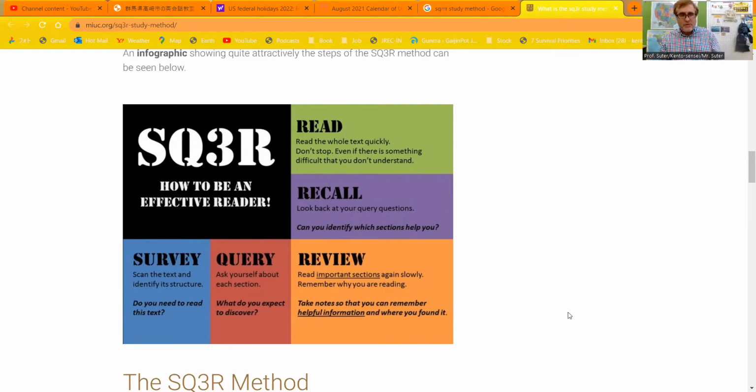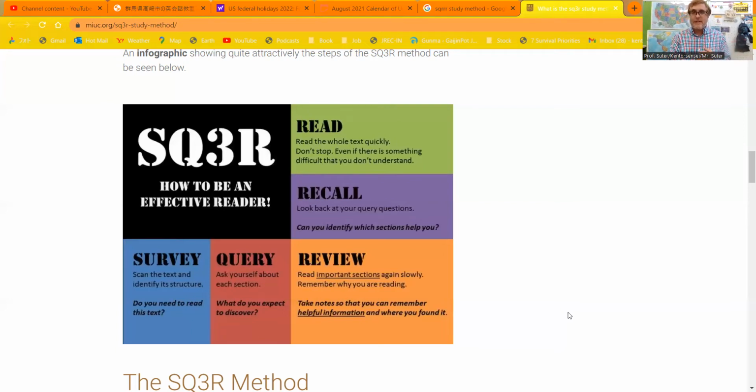So we'll just go through this quickly and then I'll explain how to use them practically. So how to be an effective reader. They're talking about even reading a book, especially when you read a textbook. First thing you do is survey: scan the text, identify its structure, find out the important parts. Query: ask yourself about each section. This section, what am I going to learn? And make some questions, write them down before you read.